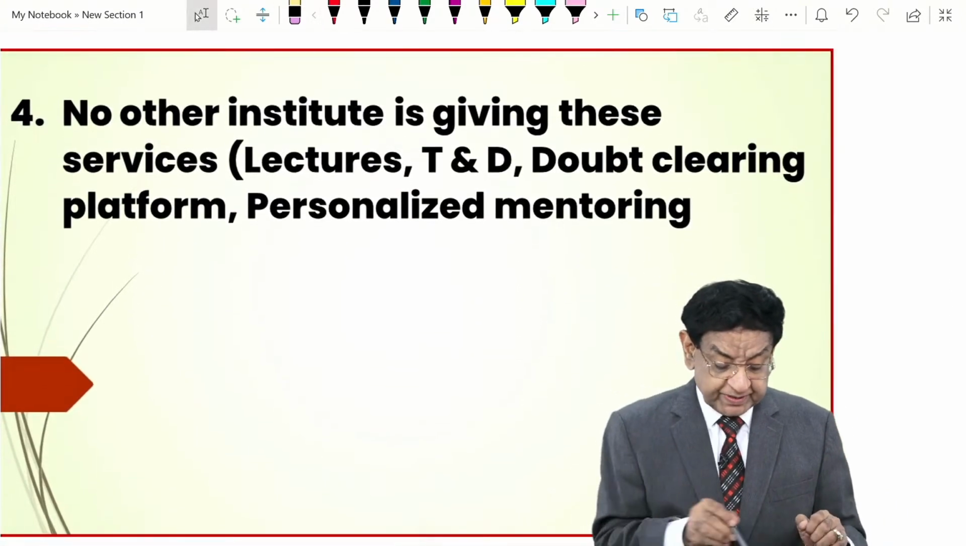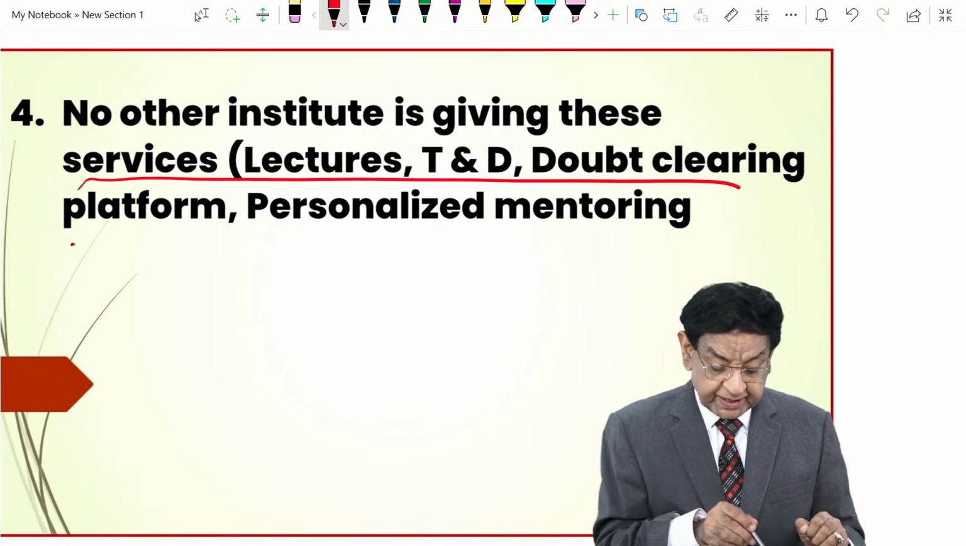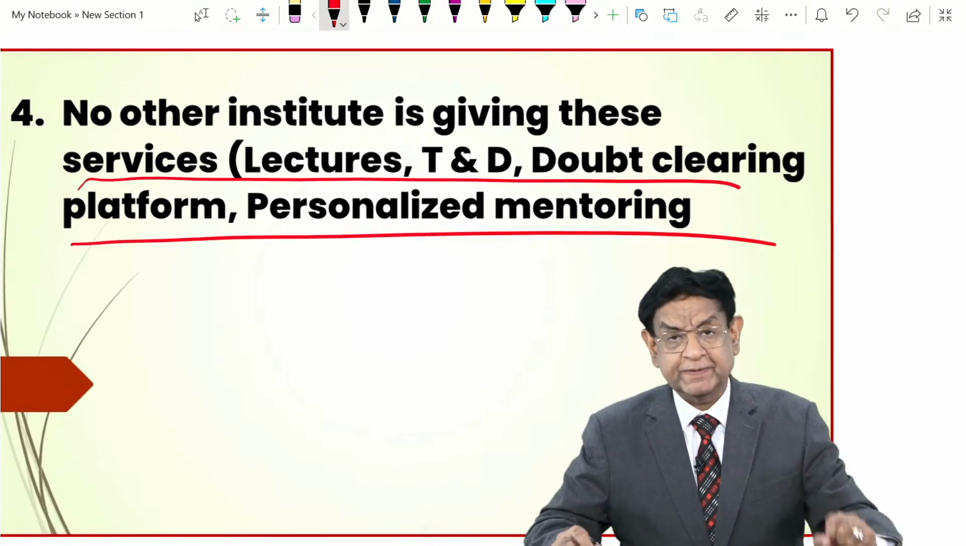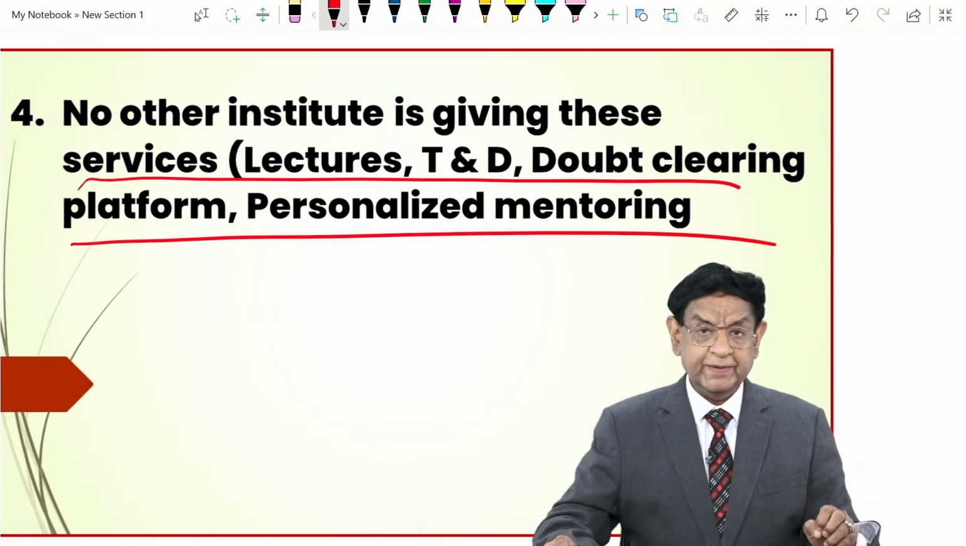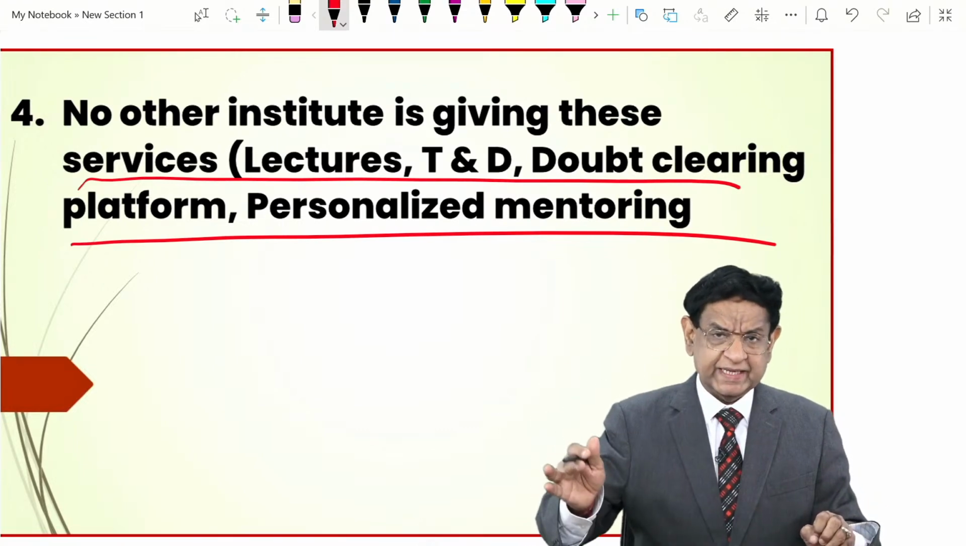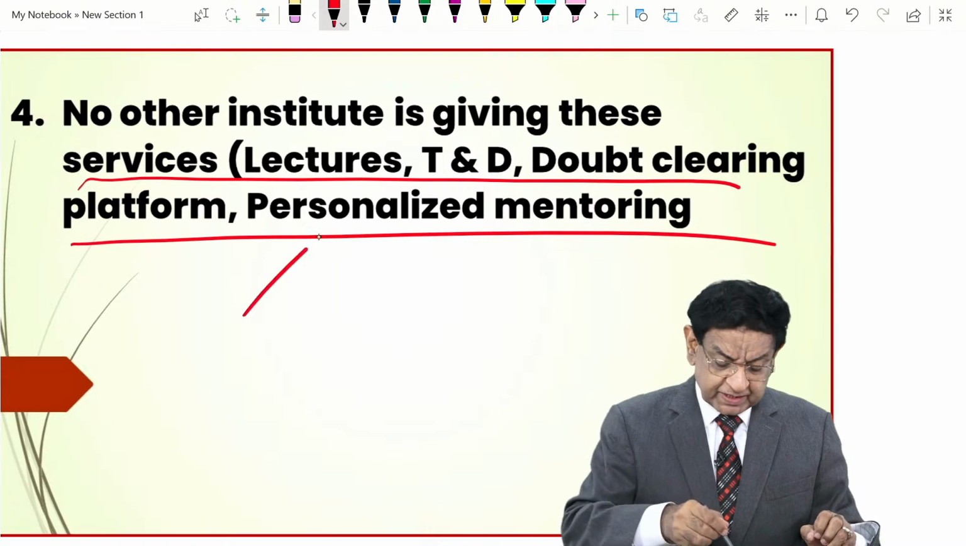No other institute is giving these services: lectures, test and discussion, doubt clearing platform, personalized mentoring. Nobody does it. Okay, you see anything? Do they give this type of service? No way.